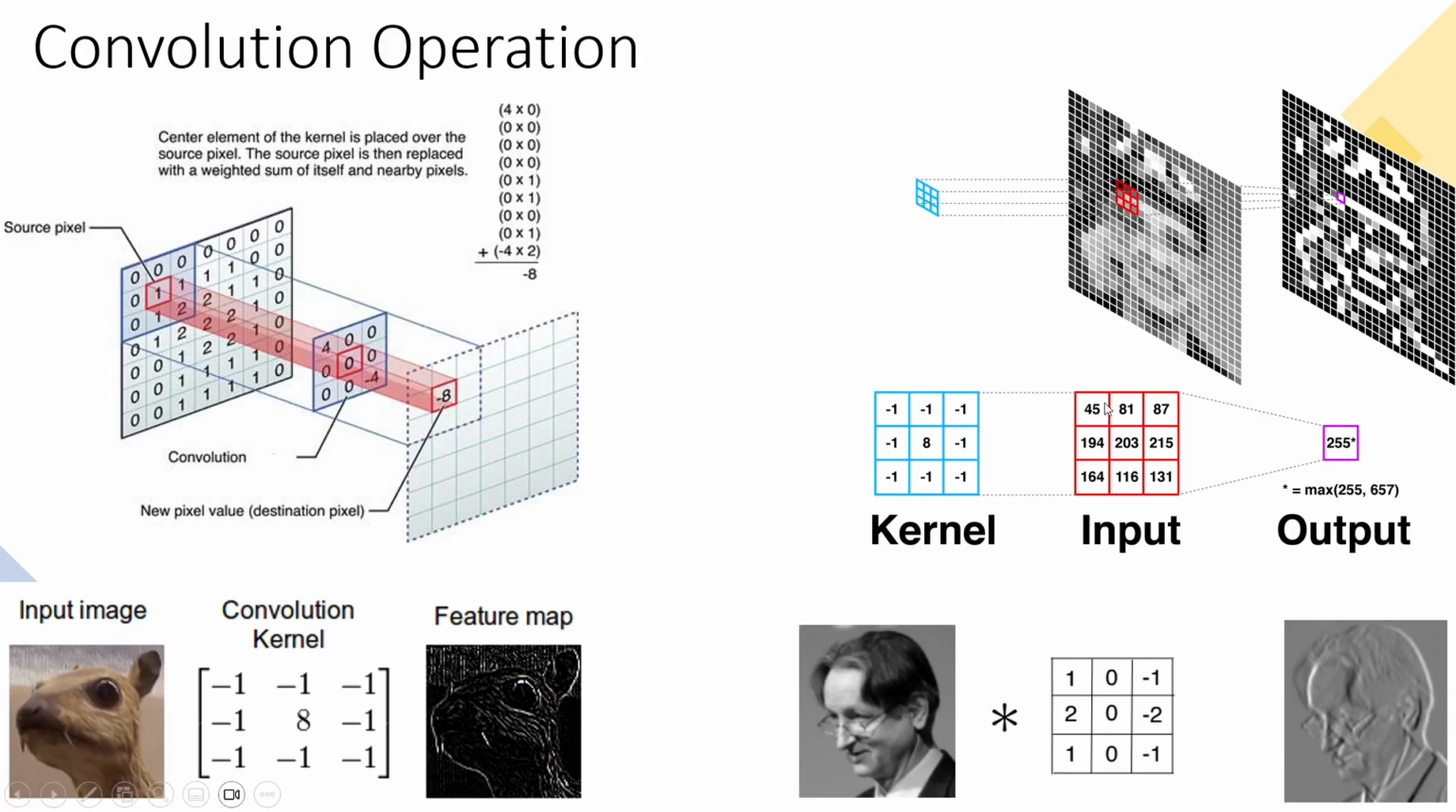We just multiply this value with this value, plus the multiplication of this value with this value, and it goes on like this. And in the end, we sum them up to come up with a single value. From 9 values, we basically obtain 1 value. That's the basic idea behind convolution.